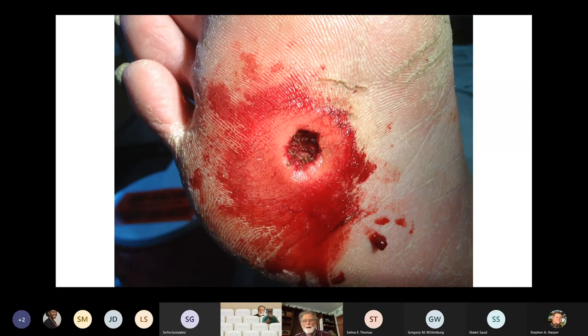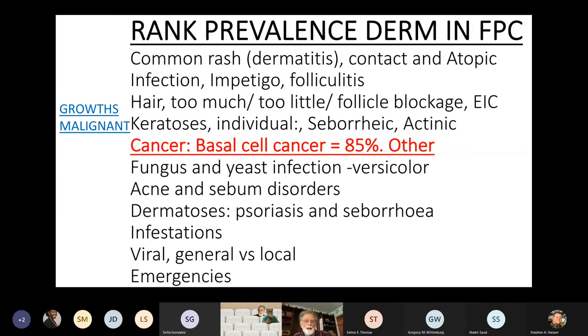You finish off with a big hole, but you hyfrecate the base. You burn the base. This is not something that is quick and easy like a corn. And, you know, if you're in a certain situation, you become a dermatology registrar, learn to do it, but otherwise refer it on. It's always nerve-wracking the first five times you do it because you think you're going to wind up in the plantar fascia.